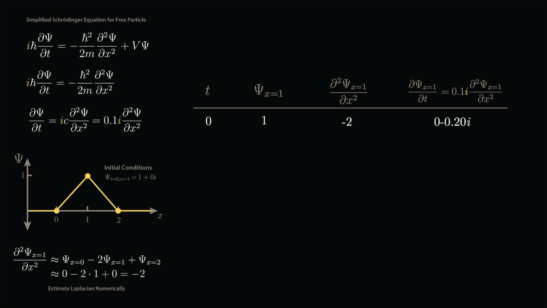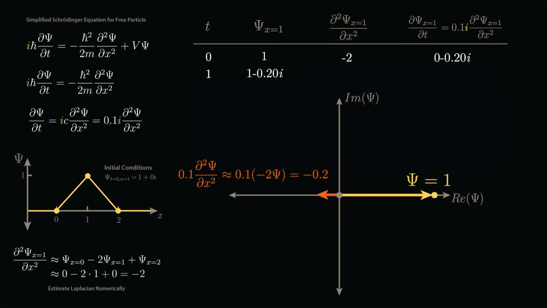Again, taking a numerical approximation approach, we can add d psi dt to our current value of psi to get the value of psi at our next time step. So our wave function now equals 1 minus 0.2 I. On the complex plane, taking the second spatial derivative was equivalent to multiplying psi by minus 2, which flips it across the origin on the complex plane. We then multiplied by 0.1, scaling our result.